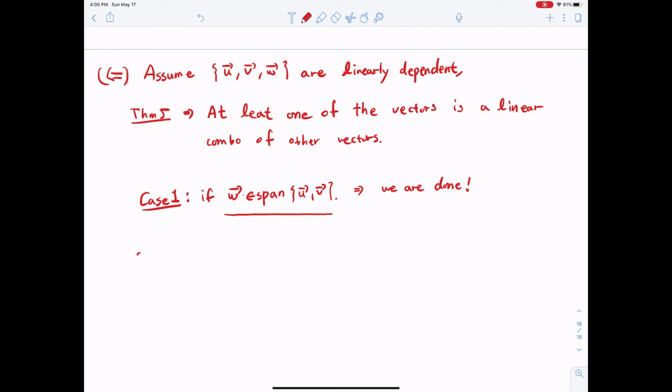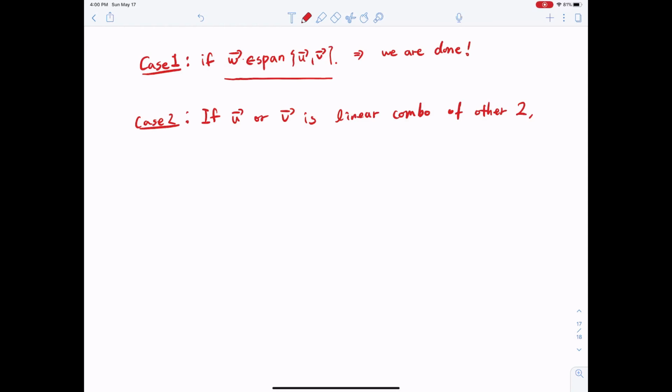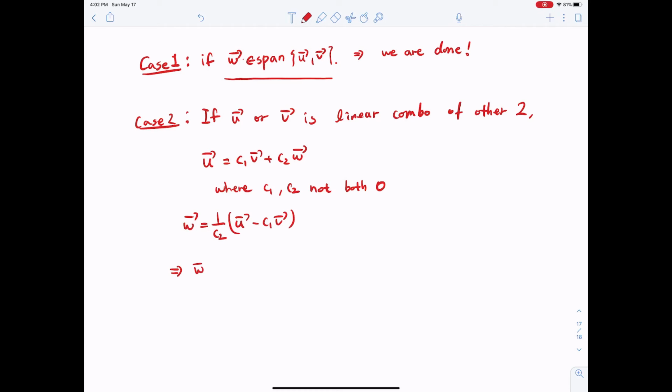And we need to take care of the other cases. If u or v is a linear combination of the other two, then for example, if u is a linear combination of v and w, we can say u equals c1 v plus c2 w for some c1 and c2. Then we can solve for w by moving c1 v to the left-hand side and dividing by c2, which gives you w equals (u minus c1 times v) divided by c2. This gives you that w is a linear combination of u and v, and at the same time w is an element of the span of u and v.